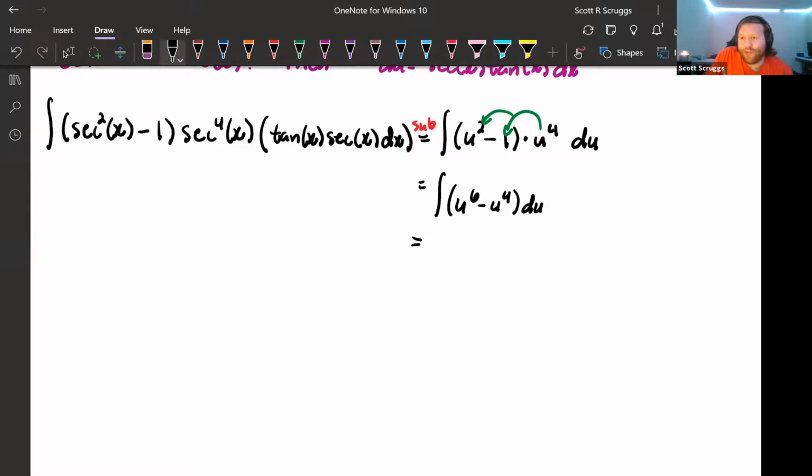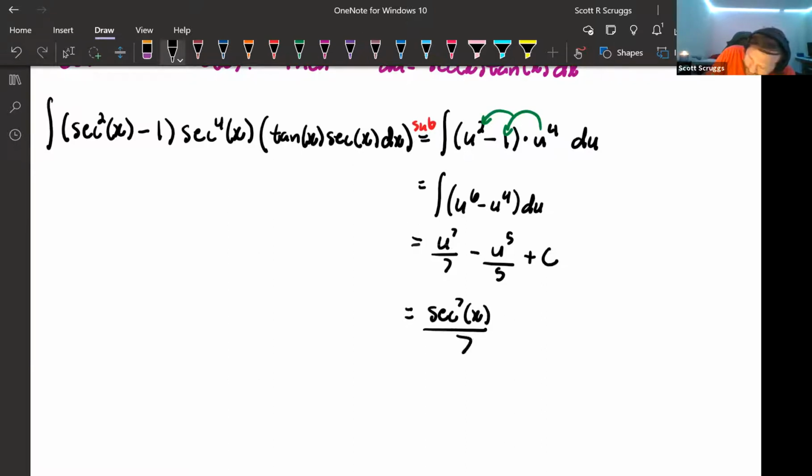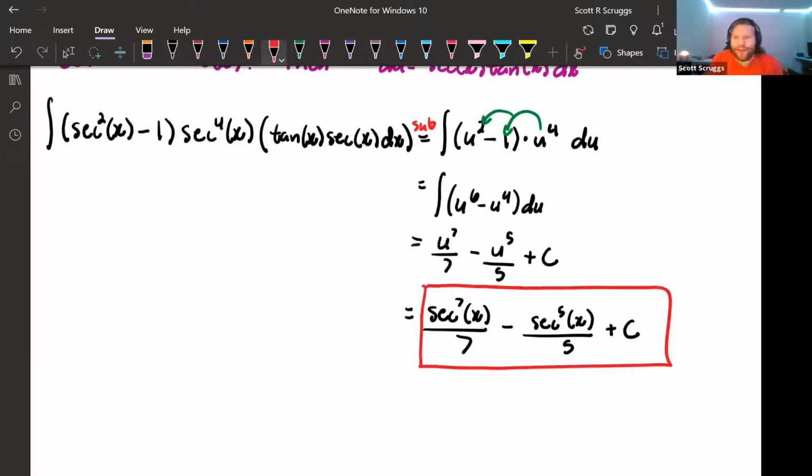Use my antiderivative rule for the power rule. And because I did a u sub, call back what I called u at the very beginning. So secant to the 7th over 7 minus secant to the 5th over 5 plus C. And that gives me my final answer for that particular problem.